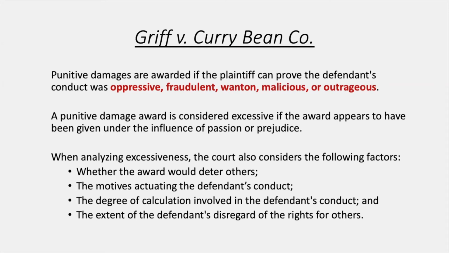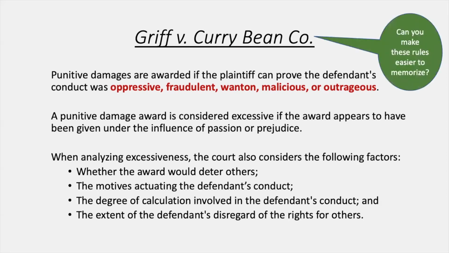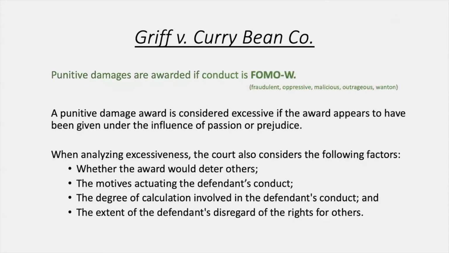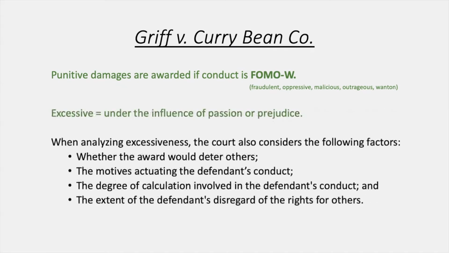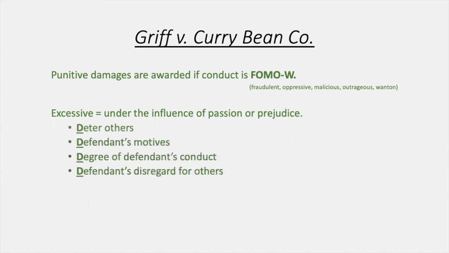So this is a pretty hefty rule statement to remember. How can we make these rules easier to memorize? I usually encourage students to make up acronyms where they can memorize things. So we have FOMO-W, which is fraudulent, oppressive, malicious, outrageous, or wanton. For the second sentence, you can just abbreviate it, which is excessive equals under the influence of passion or prejudice. And then another strategy is just using letters to remember things in the beginning, similar to this. So it's excessive, and the factors we look at are whether it deters others, the defendant's motives, the degree of the defendant's conduct, and the defendant's disregard for others. Easy to remember, it's the 4 Ds.